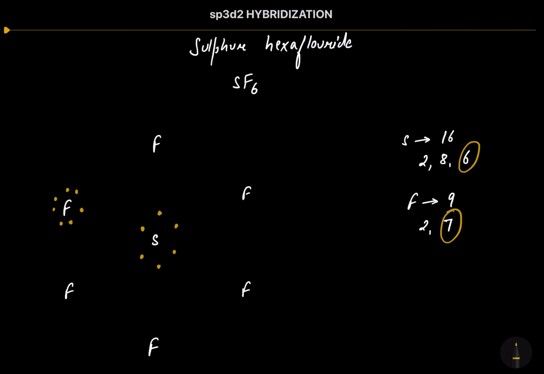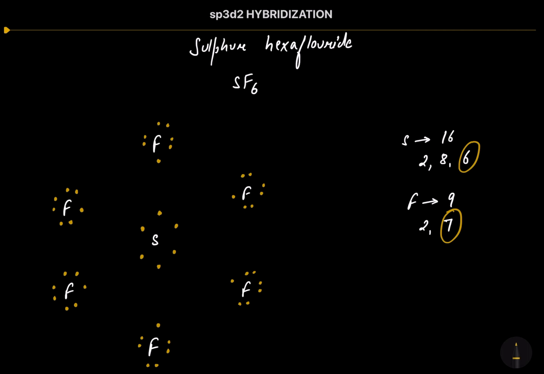Let's come to the second fluorine. Likewise, we mark seven electrons on the second fluorine, then the third fluorine, the fourth fluorine, the fifth fluorine, and finally the sixth fluorine, each having seven electrons.